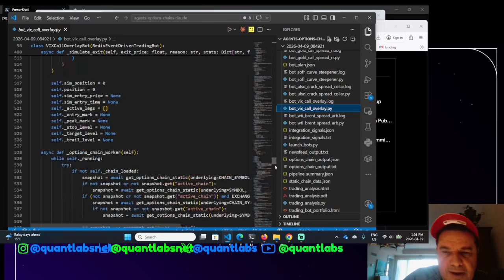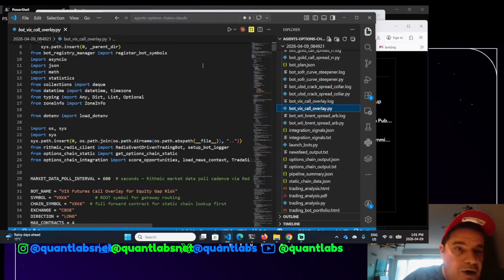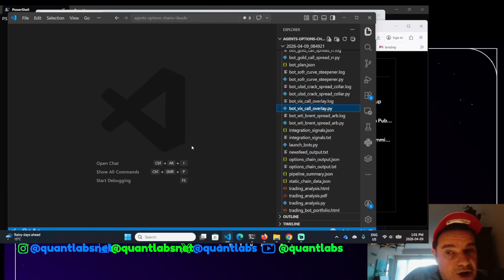Let's just see how many lines this is. So this one's 800, but I've seen them where Sonnet will generate up to 1600 lines, so double this. Okay, so each of these bots are dynamically created based upon news.